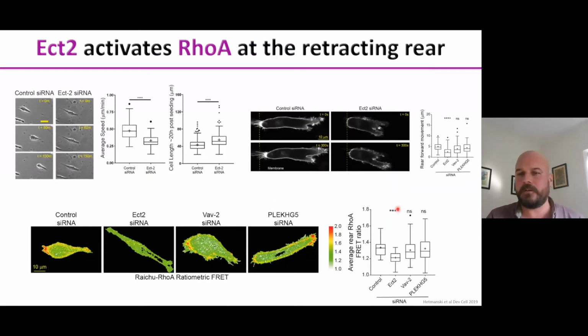To cut a long story short, we identified ECT2 as a RhoA GEF that's required to activate RhoA at the rear. ECT2 is required for cell motility in 3D matrix, and it's required for the rapid retraction phase of the migration cycle. ECT2 knockdown cells can't activate RhoA, so this makes it a really good candidate for a caveolae-associated protein that could mediate rear retraction.